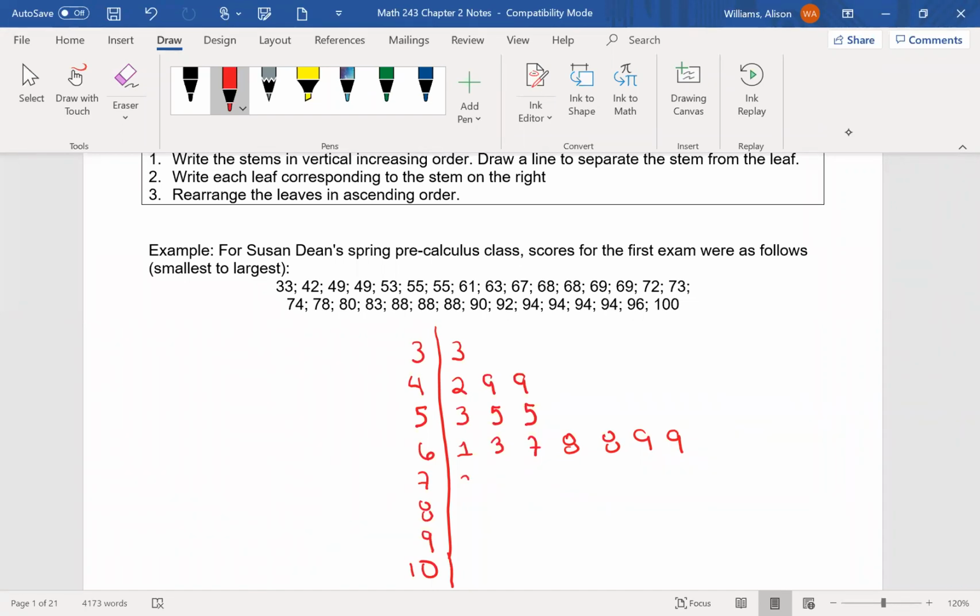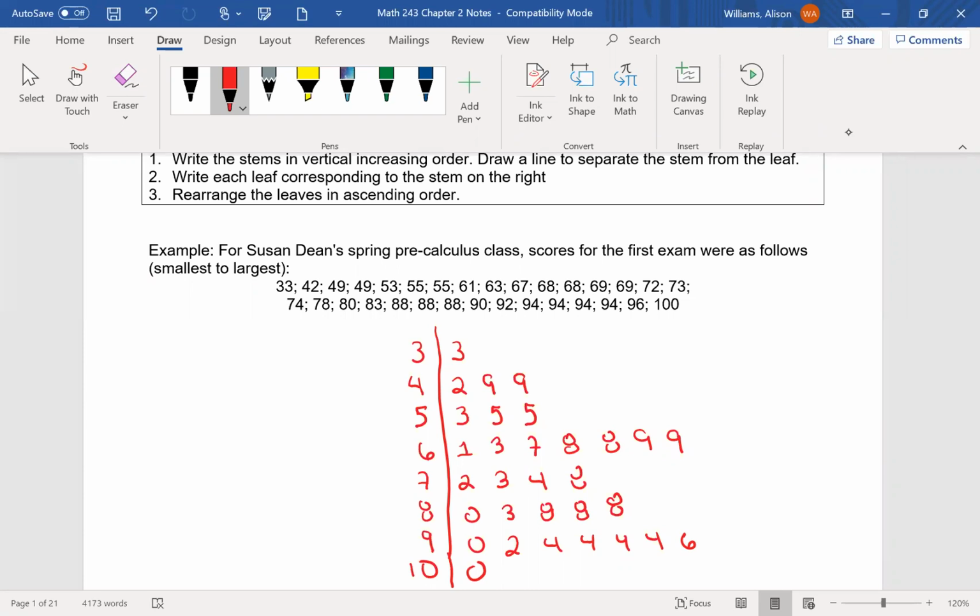Let's see, we have 72, 73, 74, and 78. And then moving into the 80s, we have 80, 83, and then 3 eighths. And then into the 90s, let's see, 90, 92, four 94s, a 96, and then the 100 we'll put here as the 0. Okay, so there you go.